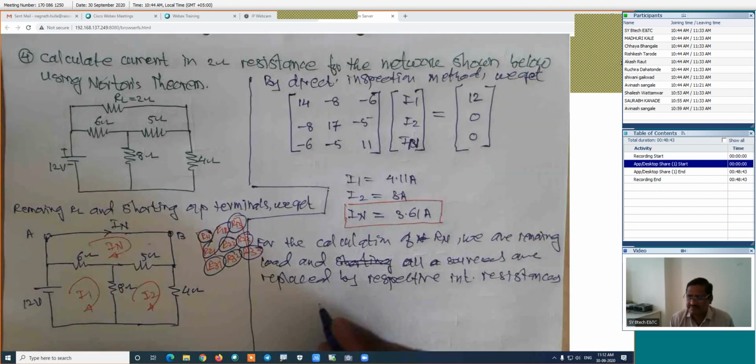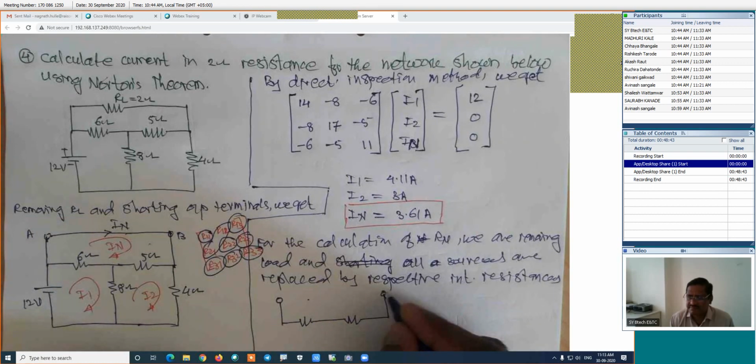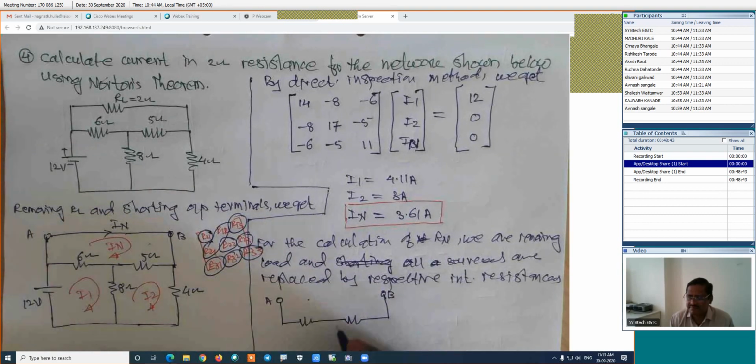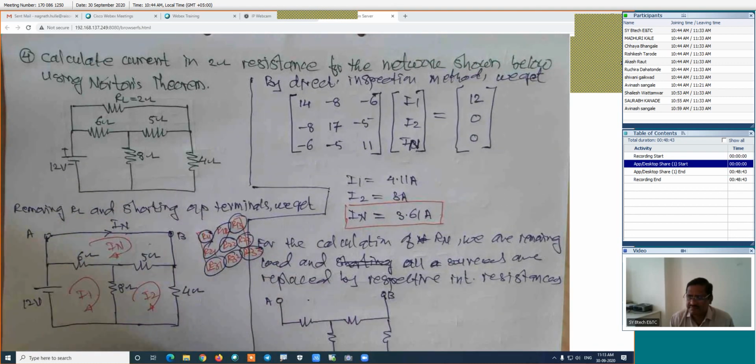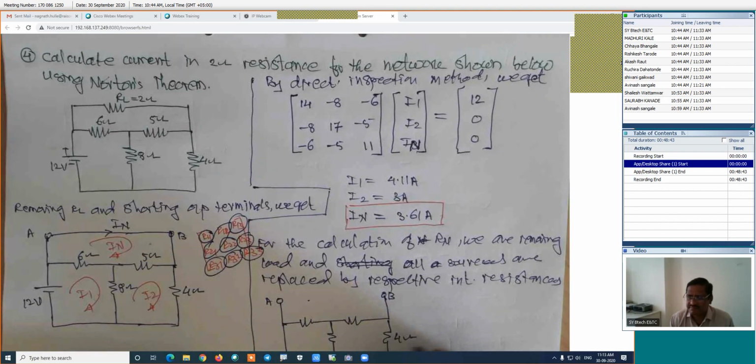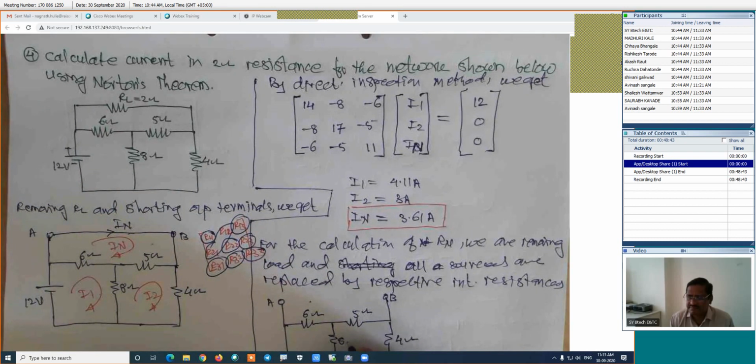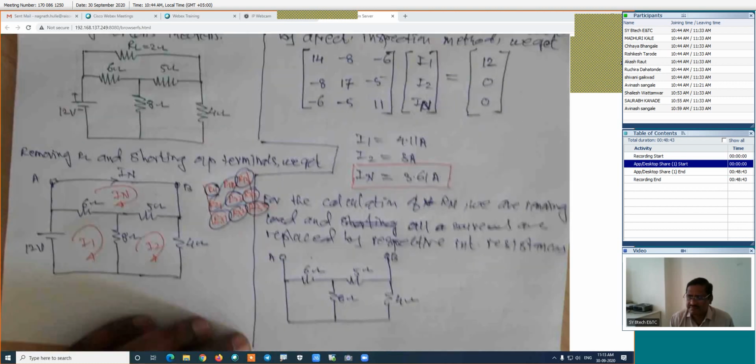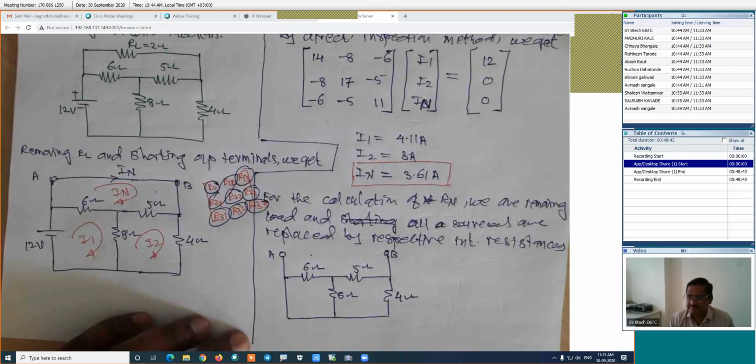I will show. This is point A, this is one resistance, this is the second resistance, this is the B point. Here is one resistance, here is another resistance which is 4, and this path is a voltage source, and that voltage source should be replaced by zero resistance, that is a short circuit. This is 4 ohm, this is 5 ohm, this is 6 ohm, and here it is 8 ohm. Use the series and parallel combinations and find out its resistance between the terminals A and B.